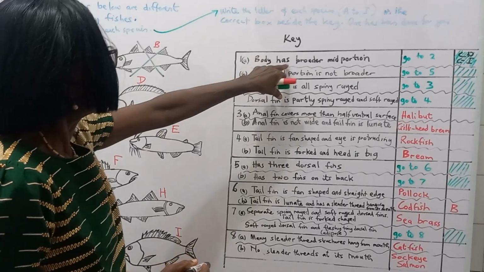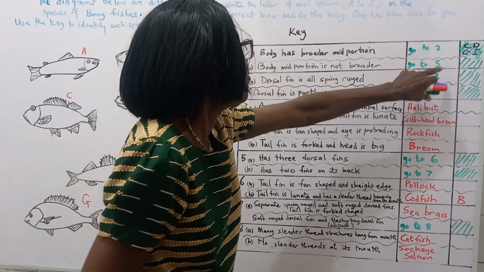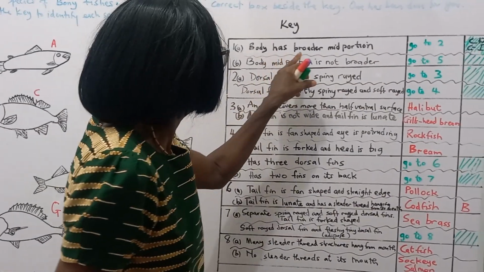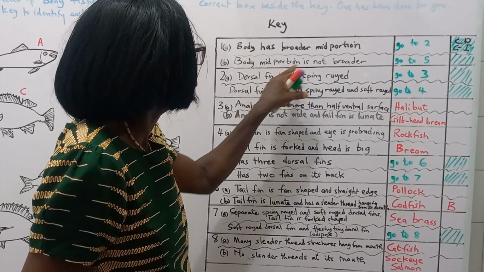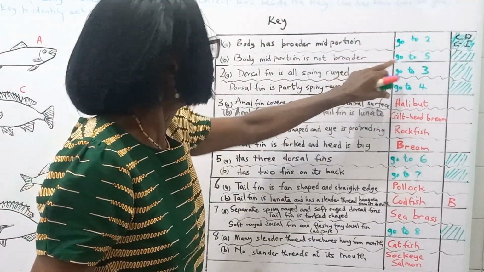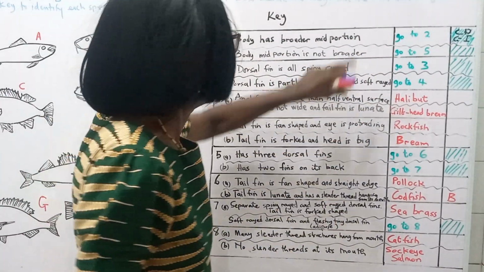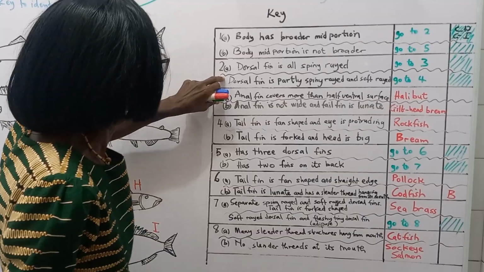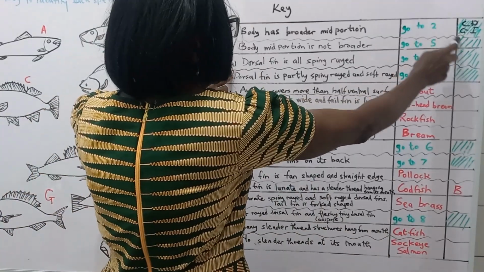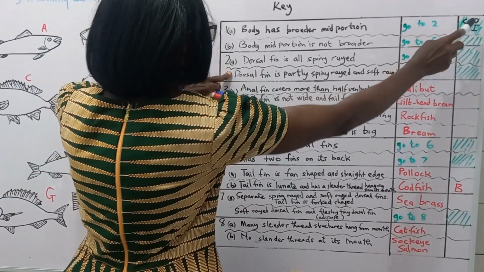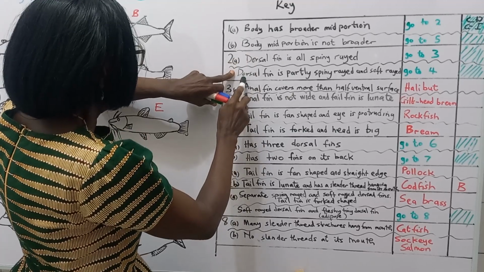And we are going to finish tackling this. Forget about this. We'll finish broader mid portion before we go to not broader. That is there. Because if you go to 5, you get confused. So go to 2. We go to 2 here. Working on these fishes with broader mid portion. So from here we come here.